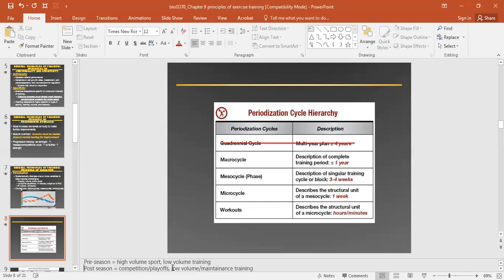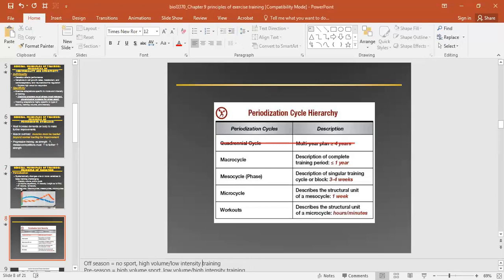So there's really, season. I forgot season in there. That's important, which equals high volume of competition, low volume, high intensity training. And then that would be high volume, and we'll talk about why, low intensity training. So all of that's important to understand to start.